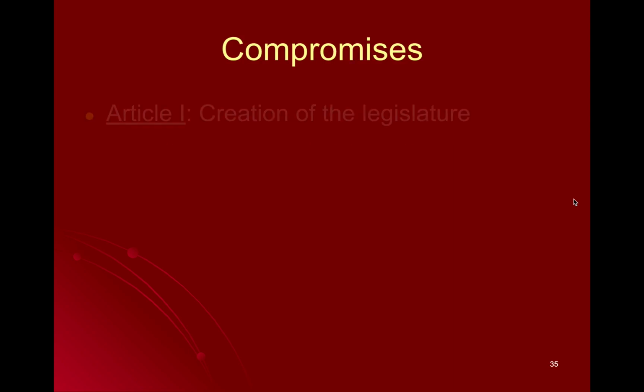The first thing that we're going to start with is Article 1. Article 1 of the Constitution is the setup of the legislative branch of the federal government. They spend most of their time here, over 50% of their time, trying to figure out how to set up the legislative branch and how to put representatives in the federal government.